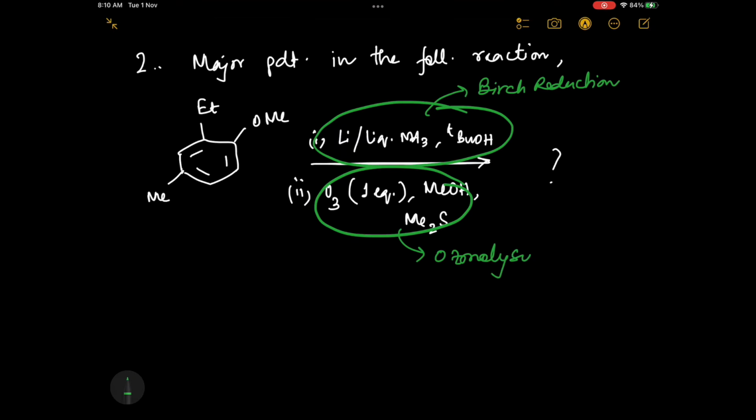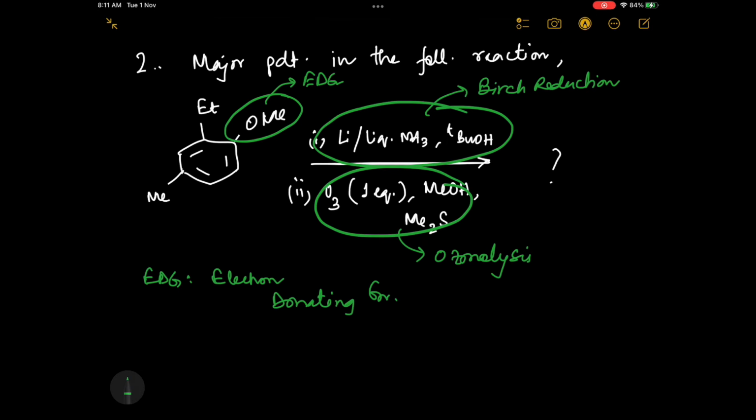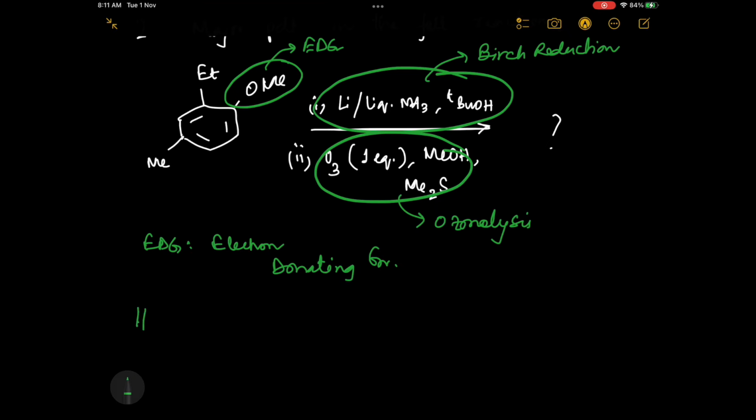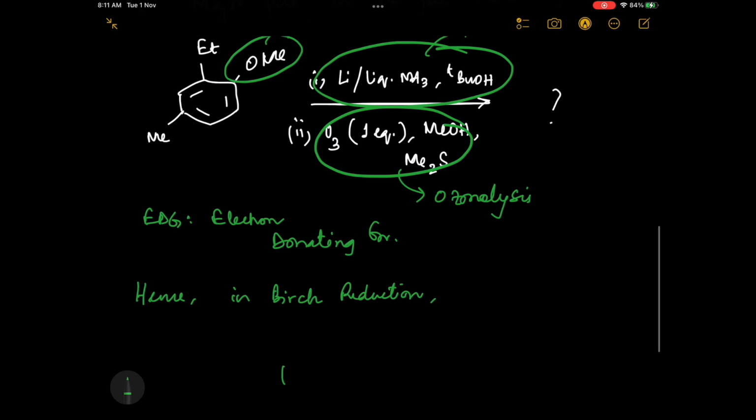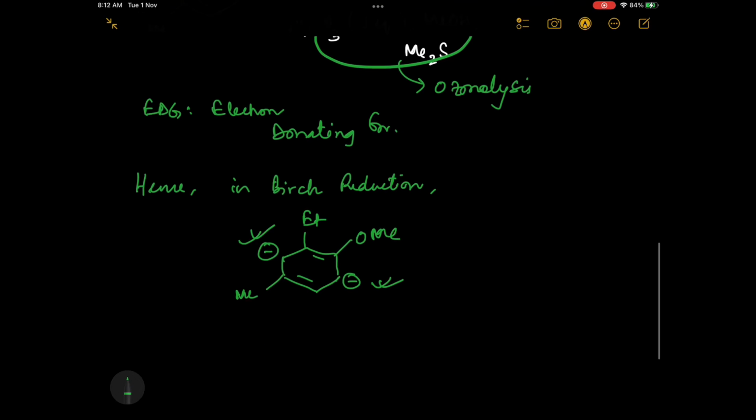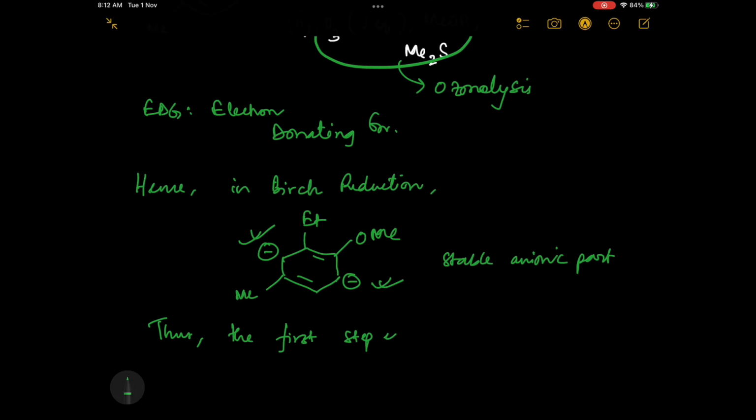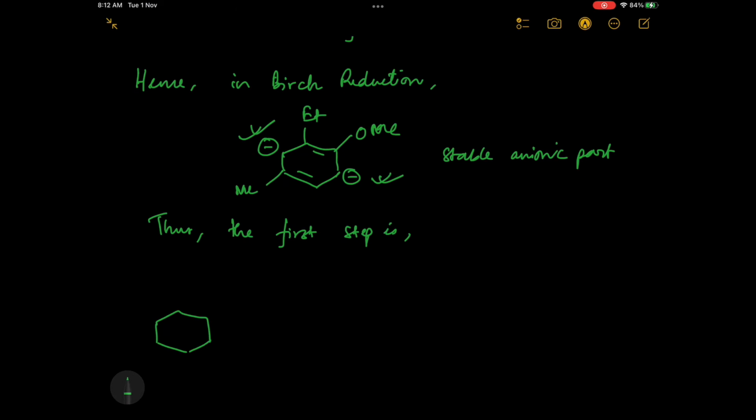So let us go ahead with the mechanism that is going to happen here. As OMe is an electron donating group, where EDG denotes the electron donating group, we understand that in the Birch reduction the negative charges would be stable in the positions ortho to OMe and ortho to ethyl and methyl. And hence the protonation would also happen in those particular positions. So this is the stable anionic or dianionic part that is going to form by the donation of electrons from lithium. Hence the first step is basically the Birch reduction.